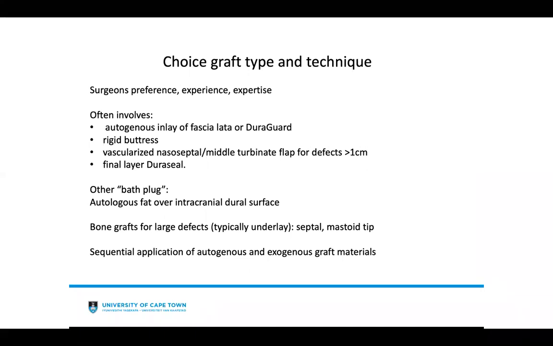So when you do place the graft, it often involves autogenous inlay of fascia lata, then followed by a rigid buttress. You could also have a vascularized nasal septal or middle turbinate flap for defects, and there's usually a final layer of Duracell. There are some other options with regards to graft types. You can use autologous fat over the intracranial dural surface. Bone grafts are also described for large defects. Typically, you'll do an underlay. You can take it from the septum or mastoid tip, for example. And then we do sequential application of autogenous and exogenous graft material. So it's a multi-layered approach.